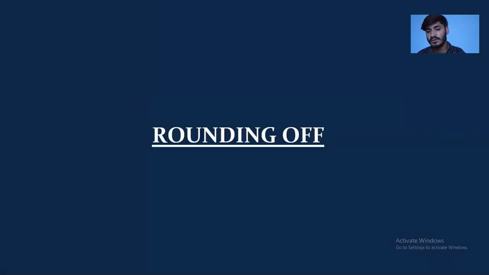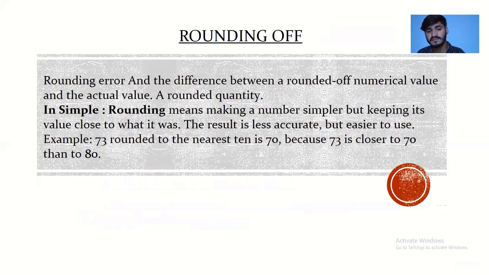And now rounding off. Rounding error is the difference between a rounded off numerical value and the actual value. In simple terms, rounding means making a number simpler but keeping its value close to what it was. The result is less accurate but easier to use. Example: 73 rounded to the nearest 10 is 70 because 73 is closer to 70 than to 80.